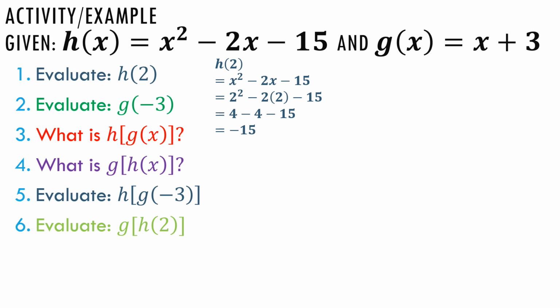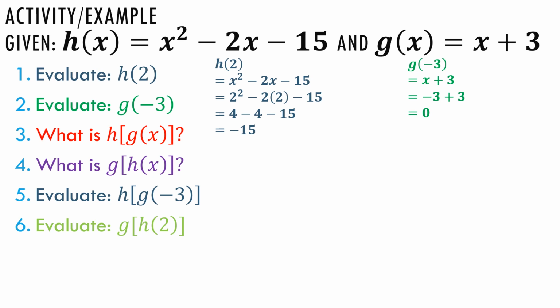Number 2. Evaluate g of negative 3. Since g na naman yung function na andito, we are going to copy g of x, which is x plus 3. Now, ang domain na nasa g is negative 3, so we are going to substitute negative 3 sa x, magiging negative 3 plus 3, so the answer is 0. Ganun lang kadali para mag-evaluate ng function. Now, dito sa number 3 and 4, ito na yung tinatawag natin na composite function or composition of function.